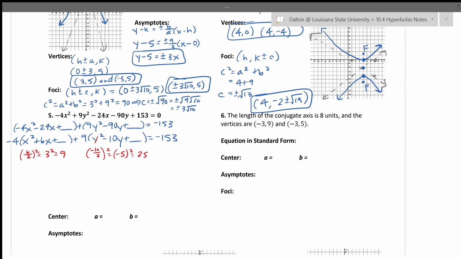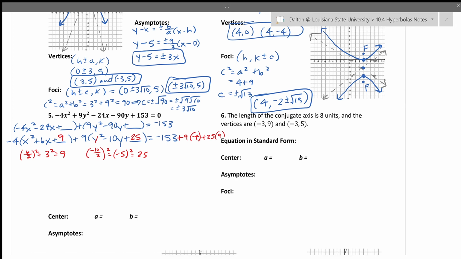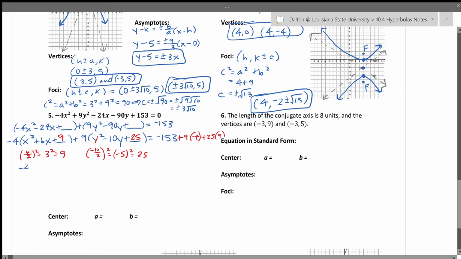So remember that the tricky part is when you add these new c's. When I add 9, technically I'm adding 9 times the negative 4 on the outside that's being distributed into that 9. And same thing over here for the y's. When I add 25, technically I'm adding 25 times the 9 that's being distributed in. So when I clean all this up, I get negative 4 times x plus 3 squared plus 9 times y minus 5 squared is equal to 36.